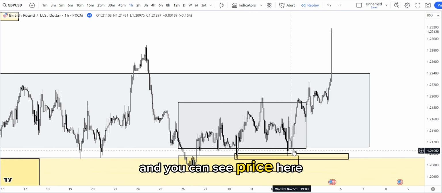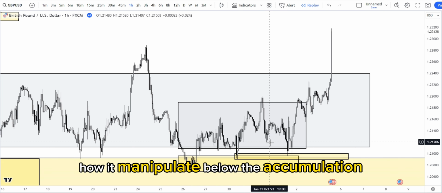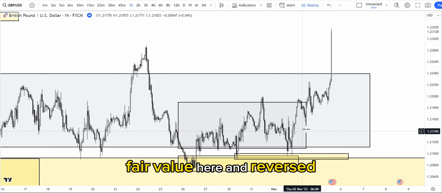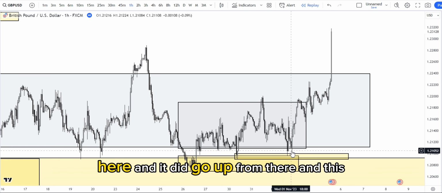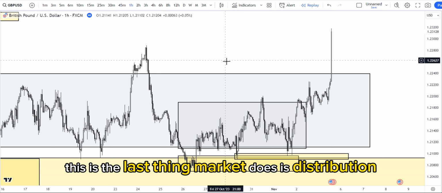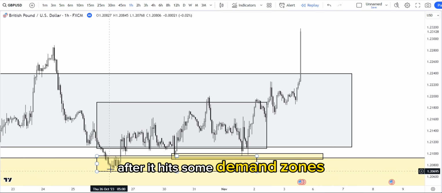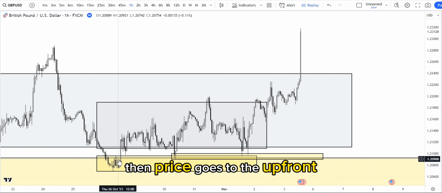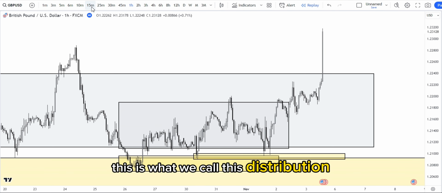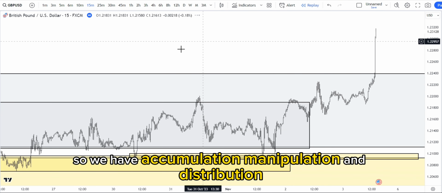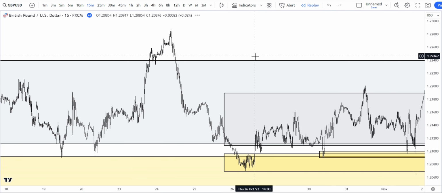and you can see new fair value trading activity again here, accumulation. And you can see price here, how it manipulates below the accumulation fair value here and reversed, and again it did the same again here, and it did go up from there. And this is the last thing the market does, is distribution. After it hits some demand zones, then price goes to the uptrend. This is what we call distribution. So we have accumulation, manipulation, and distribution.